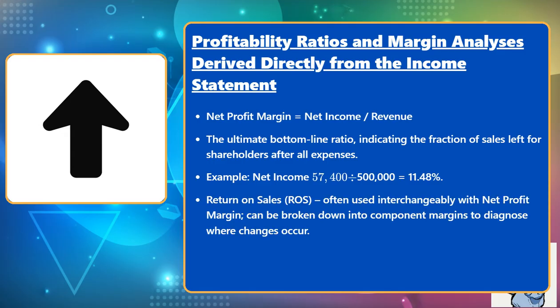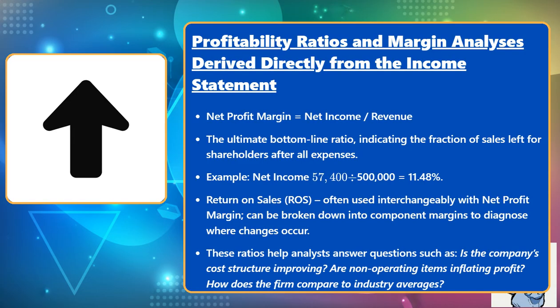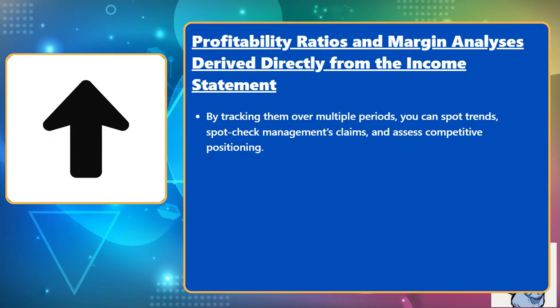Return on sales, also called ROS, is often used interchangeably with net profit margin. It can be broken down into component margins to diagnose where changes occur. These ratios help analysts answer questions such as, is the company's cost structure improving? Are non-operating items inflating profit? How does the firm compare to industry averages? By tracking them over multiple periods, you can spot trends, spot-check management's claims, and assess competitive positioning.